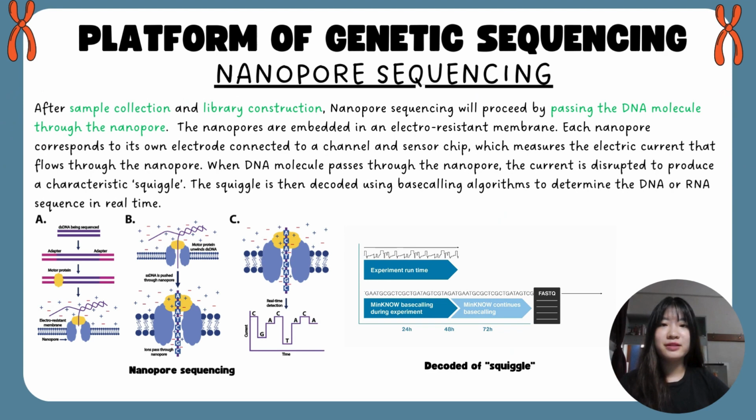Another platform of genetic sequencing is nanopore sequencing. After sample collection and library construction, nanopore sequencing proceeds by passing the DNA molecule through the nanopore. Each nanopore corresponds to its own nucleotide connected to the channel and the sensor chip, which measures the electric current that flows through the nanopore. When the DNA molecule passes through the nanopore, the current is disrupted to produce a characteristic squiggle that is decoded using a base calling algorithm to determine the DNA and RNA sequence in real time.